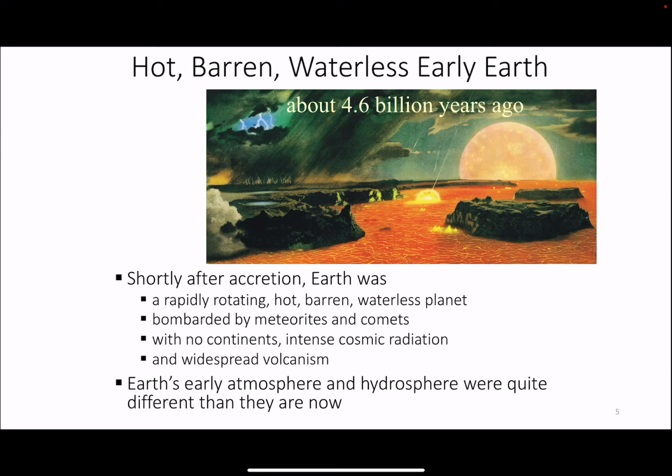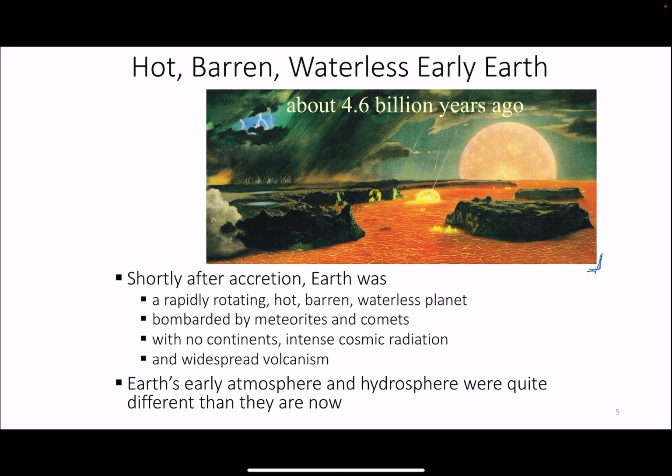Okay, so going way, way back in time, about 4.6 billion years ago. Note, this is not a real photo. It's a cartoon. Originally Earth was very hot, it was barren, and it was completely waterless. So Earth formed from an accretion process. We talked about this in the origin of the oceans. And it was essentially a really rapidly rotating, hot, barren, waterless planet that was constantly being bombarded by meteorites and comets. There were no continents. There was super intense cosmic radiation and lots of volcanism from this accretion process.